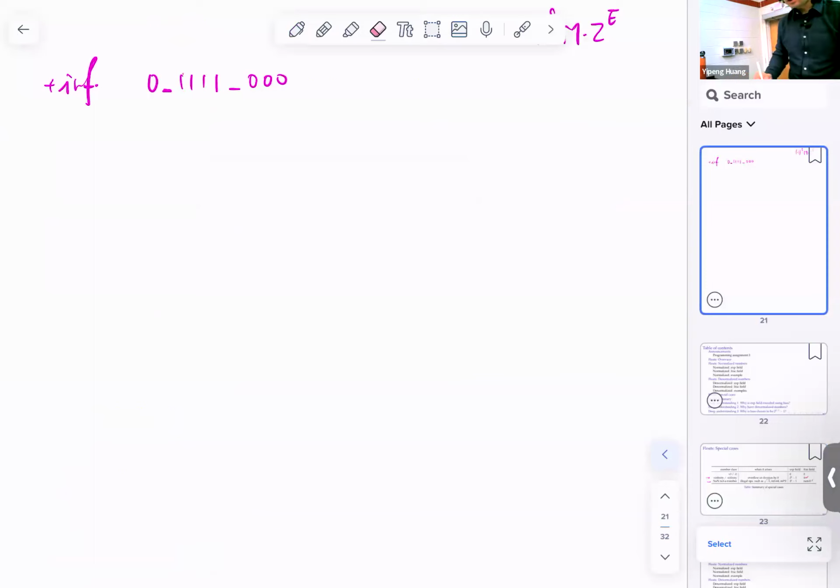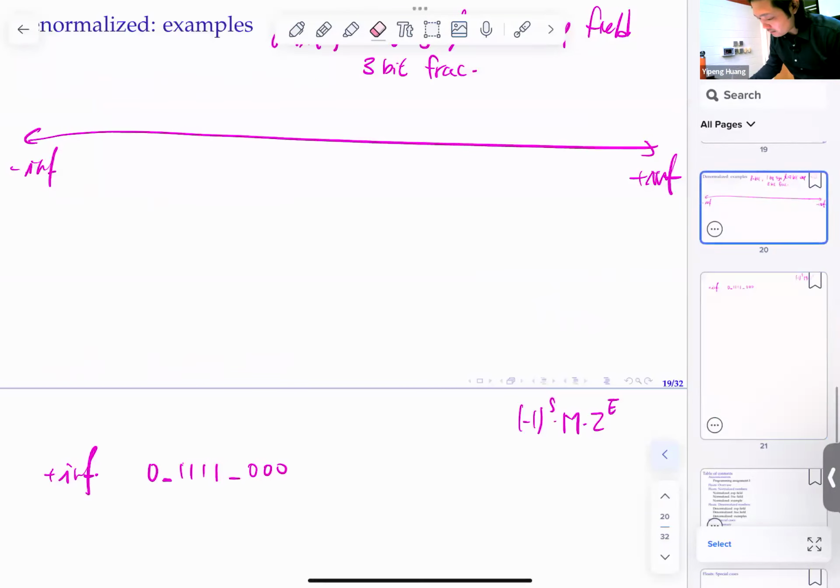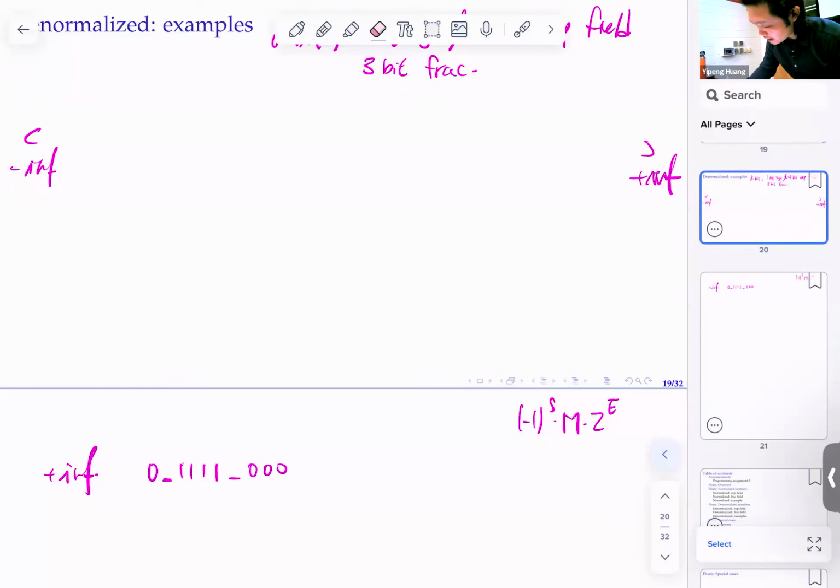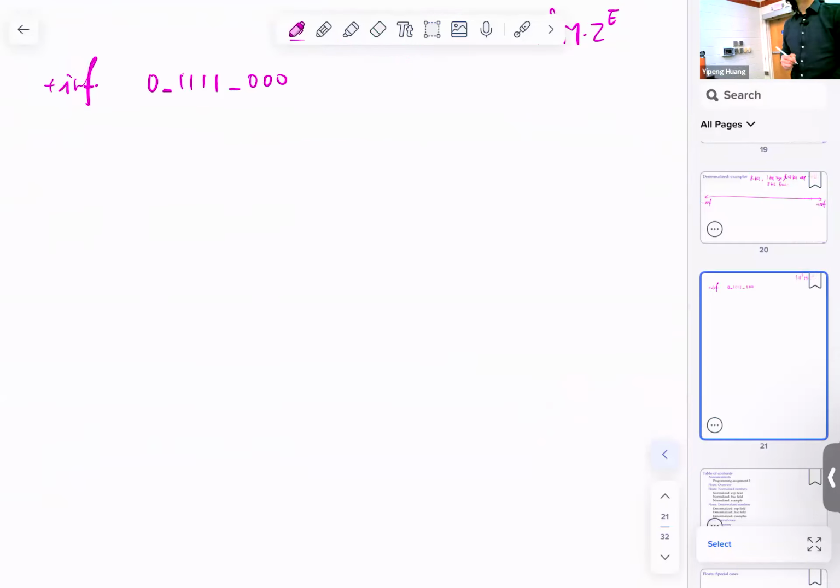Okay, so continuing with exploring our number line, we just started at positive infinity. So what would be the largest possible number that you can encode? A large positive number that is pretty normal, is that going to be normalized or denormalized? Yeah, normalized. So the largest positive number, what's the representation of that going to be? The sign bit's going to be 0.